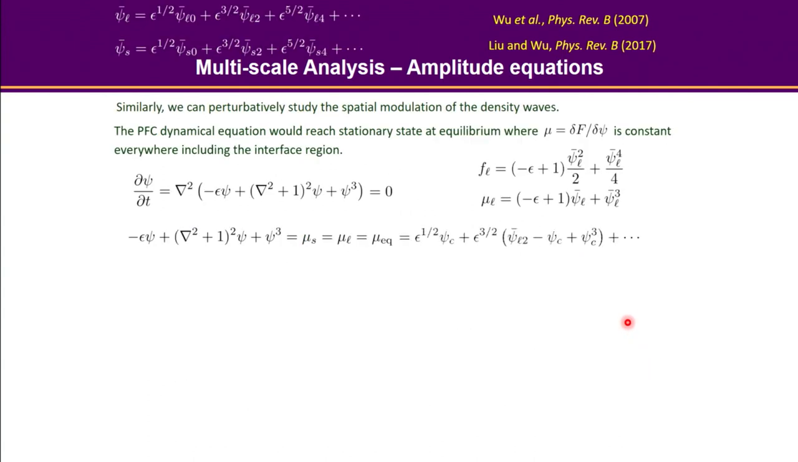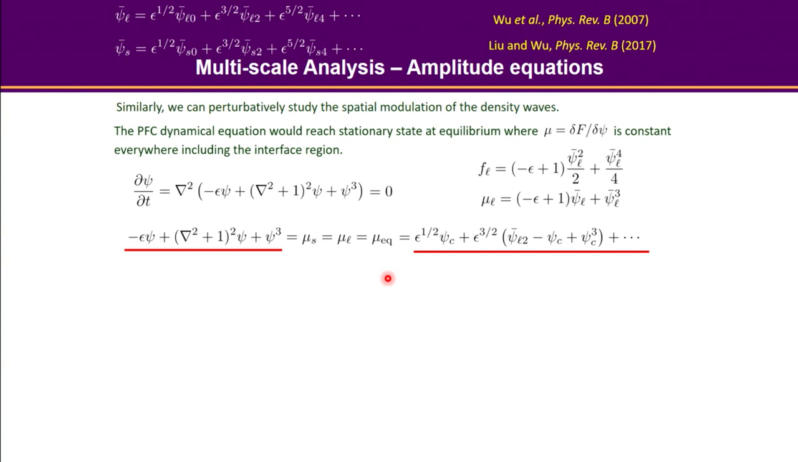So you plug in, and you keep track maybe to the next order. You can see the chemical potential just by plugging those in, you have all those terms. But to the lowest order, it's very simple, just a coefficient of Psi C, but it's a little bit complicated when you go to higher order.